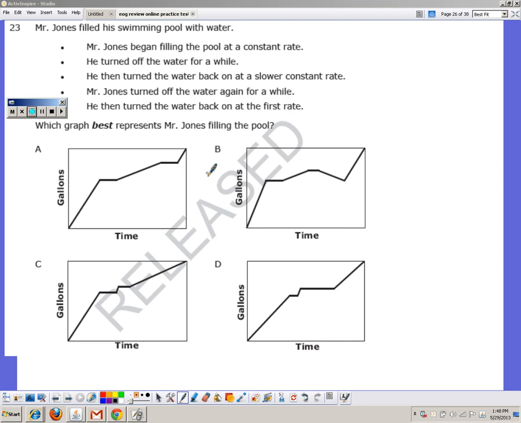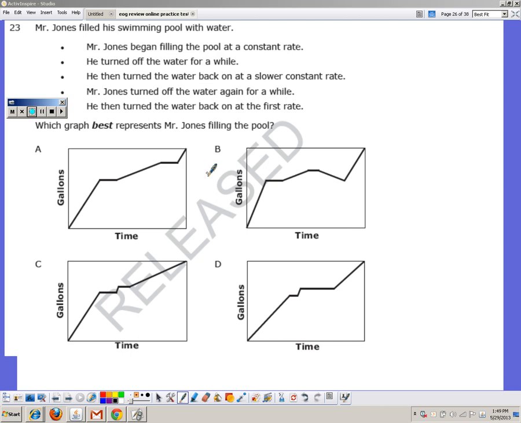Alright, in this problem, we have to find the graph that best describes the situation. The situation is this: Mr. Jones began filling the pool at a constant rate. He turned off the water for a while, then he turned the water back on at a slower constant rate. Then he turned it off again for a while. Then he turned the water back on at the first rate.